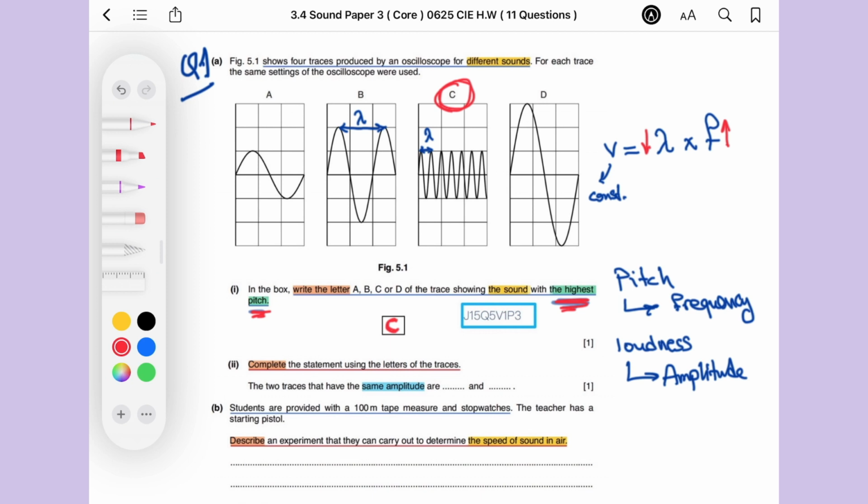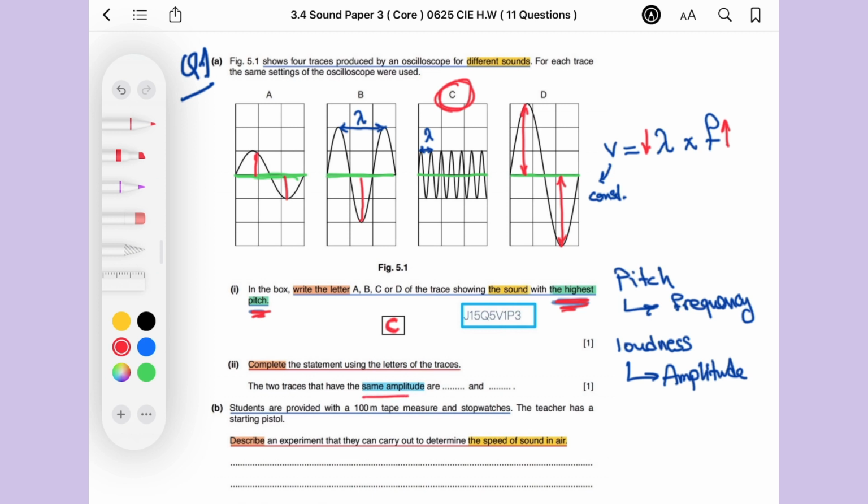The two traces that have the same amplitude are blank and blank. What do you mean by amplitude? The distance from the rest position, the position where the particles are undisturbed. So the distance from the rest position to the crest, or from the rest position to the trough, is called amplitude. The amplitude is related to loudness, as I said earlier.